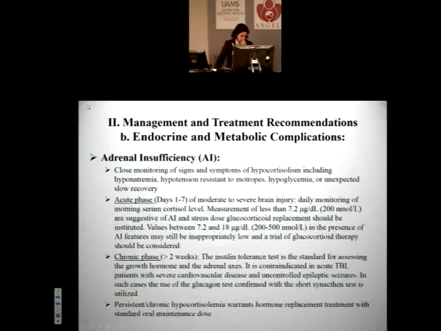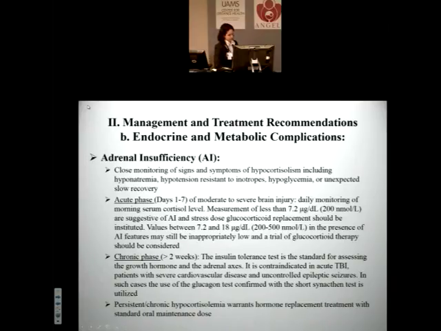Adrenal insufficiency, close monitoring of the signs and symptoms of hypocortisolism is very important, and we need to watch out for the hyponatremia, the hypotension that is resistant to inotropes, hypoglycemia, and unexpected slow recovery. Acute phase, the first week of injury, in moderate to severe brain injury. Again, the guideline does condone daily monitoring of the serum cortisol levels for the first 7 days of injury, with less than 200 requiring a stress dose of glucocorticoid replacement, and values between 200 and 500, if they're showing symptoms of adrenal insufficiency, then a trial of the glucocorticoid therapy should be considered.